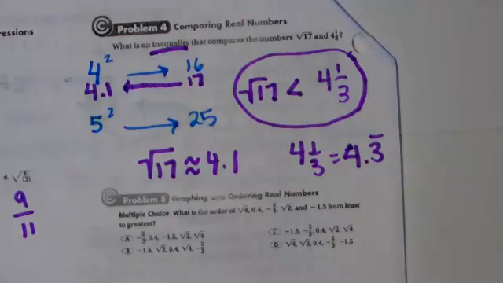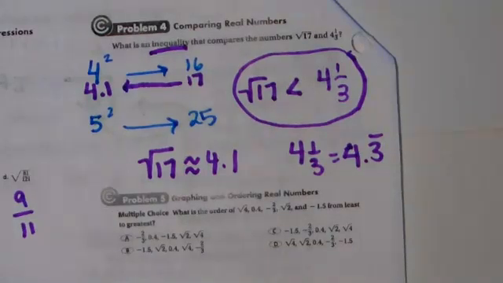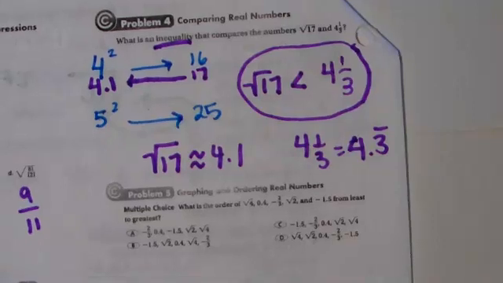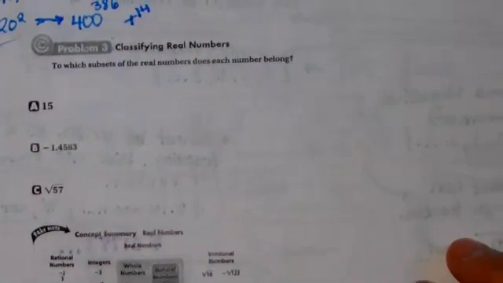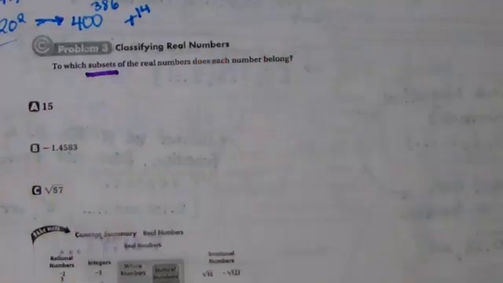Okay. All right. So for the sake of the video, we're going to not do problem 5. We'll do our assignment. But I do want to do problem 3 because this is the other part of the lesson where you wrote down all of those definitions. So to which subsets of the real numbers does each number belong? So here's that word again, subsets. Those are the buckets that we wrote down. So 15, what you would do on here is you would look at those buckets.